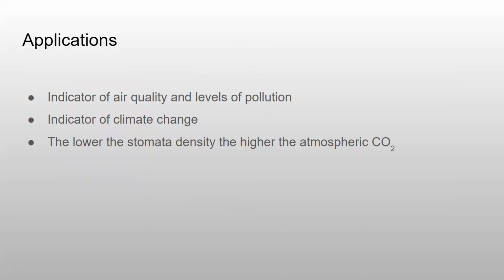Stomata are also important in that they are indicators of air quality and levels of pollution. The more stomata there are on a leaf, the lower the carbon dioxide levels in the atmosphere. Carbon dioxide is one of the gases that contributes directly to climate change because it is a greenhouse gas that gets trapped in the atmosphere. So if a plant has a high amount of stomata, there is less carbon dioxide in the immediate area. This is also why there are many initiatives to plant more plants and trees, because the control of greenhouse gases is necessary to control climate change.